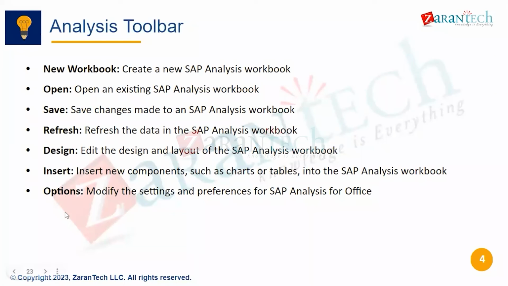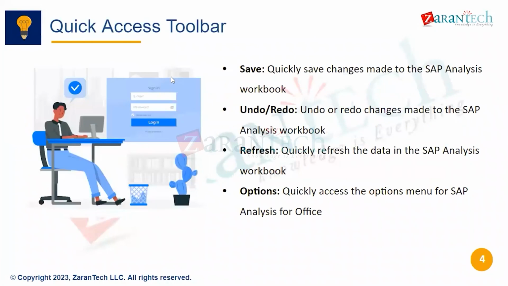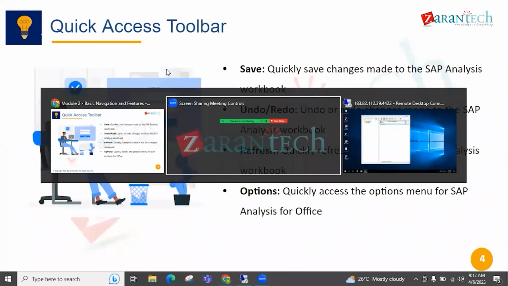So these are the buttons available in the analysis toolbar: new workbook, open, save, refresh, design, insert, and options. These are the specific things available in the analysis toolbar. I'll show you all these things. And then you have home, data analysis, presentation, view, and all these things that are also there in the analysis ribbon. The quick access toolbar is also there. I'll show you.